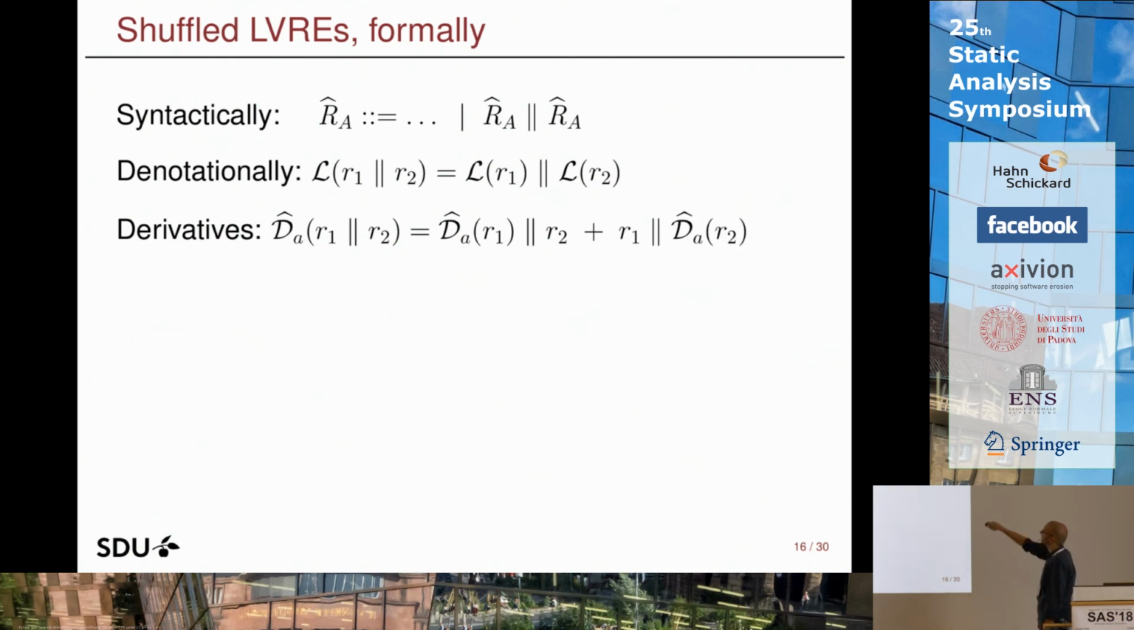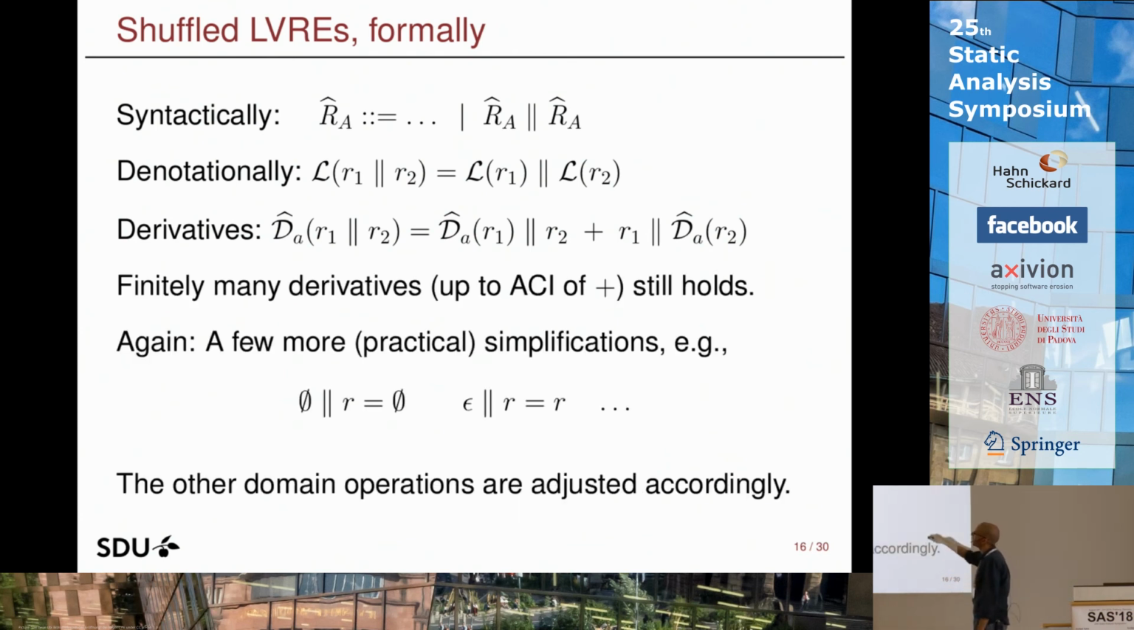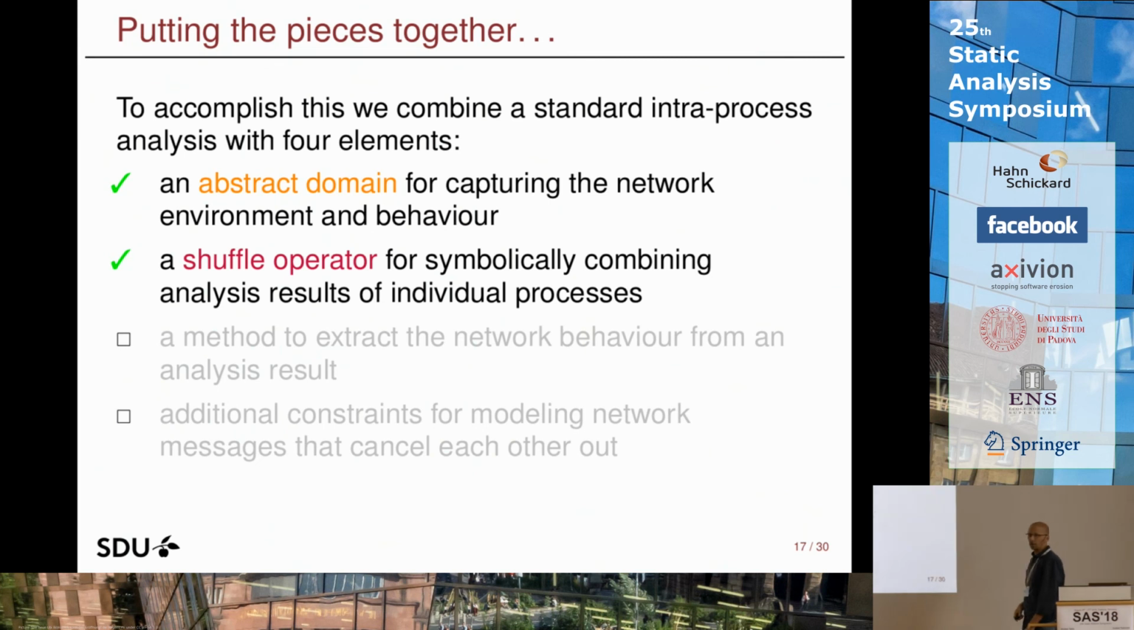The derivative over a shuffle like that distributes nicely onto the two, and you can prove that this is correct. The finitely many derivatives property also still holds with this extension, and we'll throw in a few more shuffle-like simplifications. So if you shuffle with something empty, that's empty. If you shuffle with the epsilon, you get whatever you had initially, and the rest of the operations are adjusted accordingly. All right.